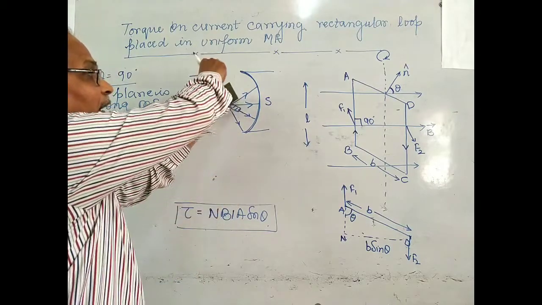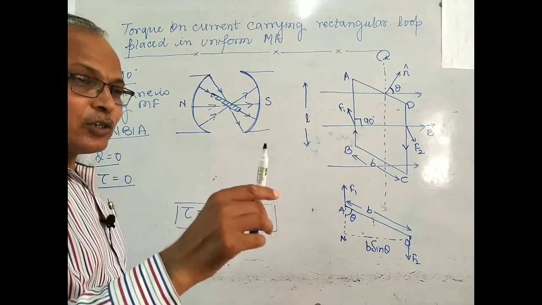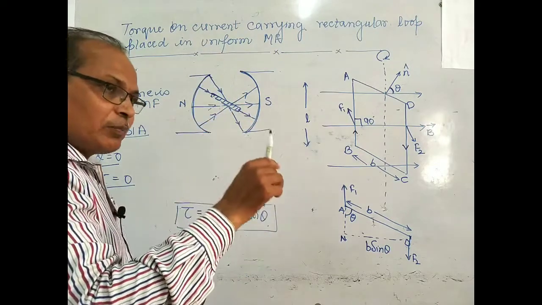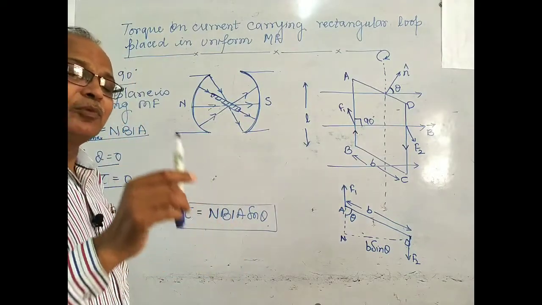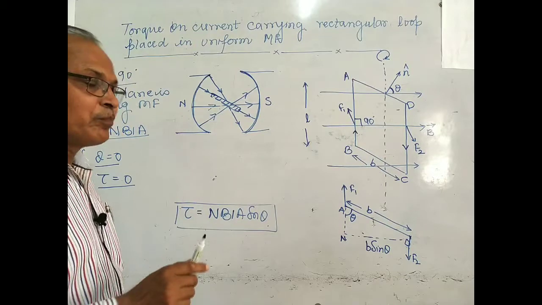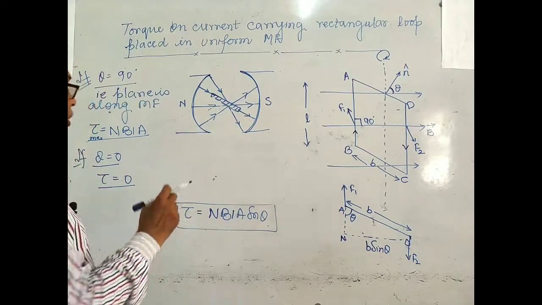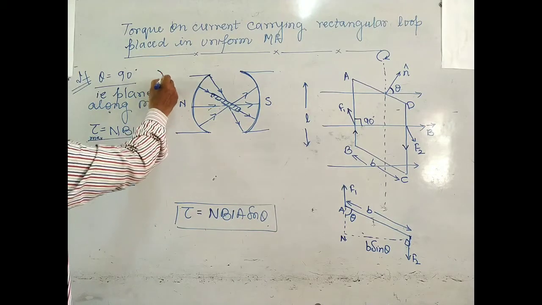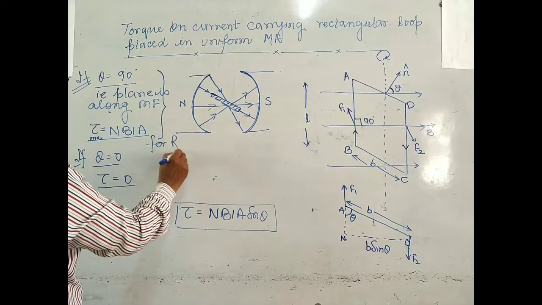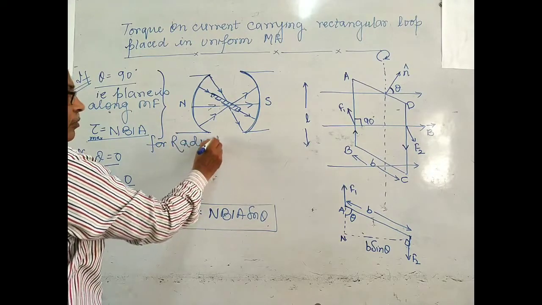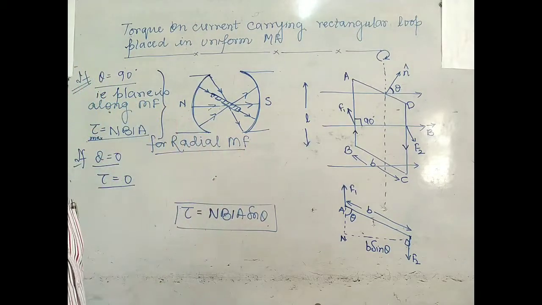So under every condition, the normal to the plane and the magnetic field lines are perpendicular. So there will be maximum torque under every condition. Hence we prefer radial magnetic field. So this condition is only applicable for radial magnetic field.